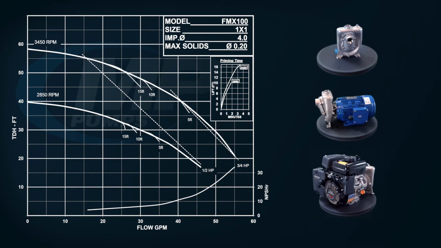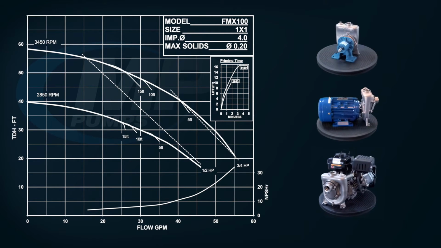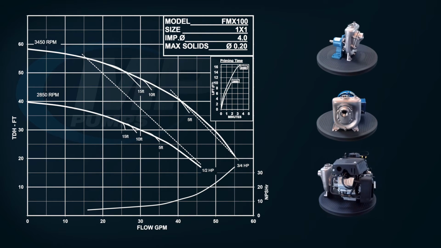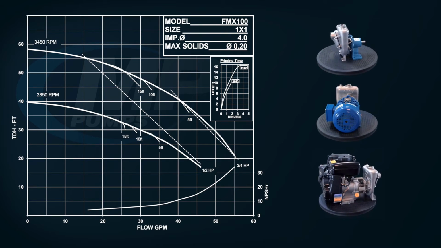With a maximum flow of over 55 gallons per minute and pressure capabilities of nearly 60 head feet, this rugged self-priming pump is capable of 17 feet suction lift when operating at 3,450 RPM.